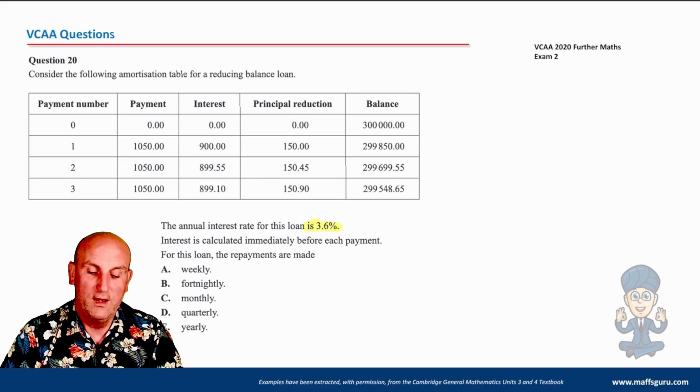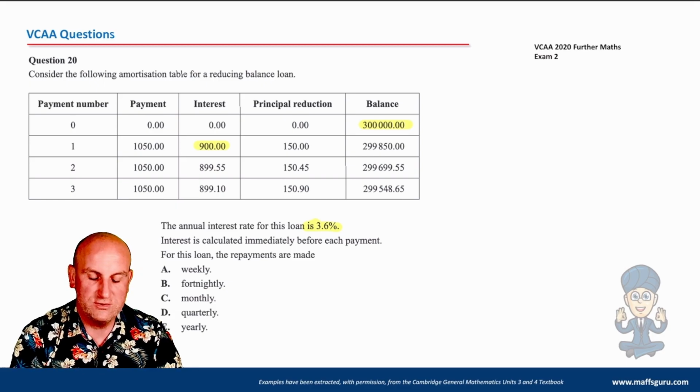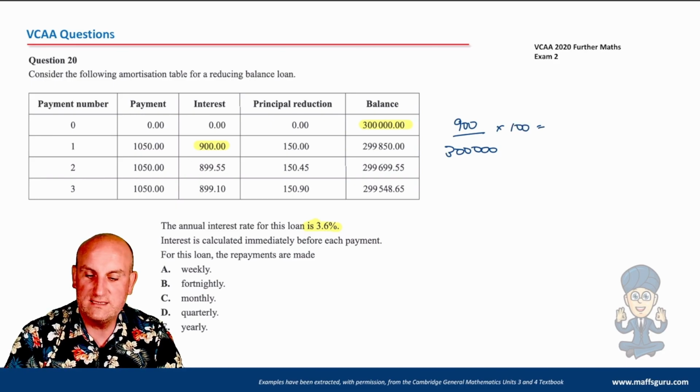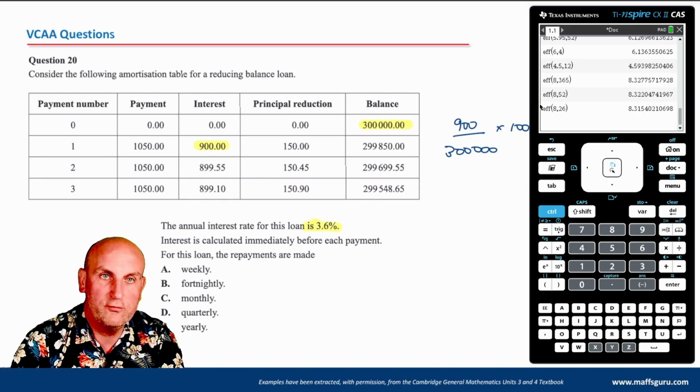No, they haven't. But if you go back to the formula I told you earlier, the rate of interest is given by the interest divided by the previous balance, or what the interest was created from, times by 100. So actually, I can work out my interest rate by doing 900 divided by 300,000 times 100. Put that into my calculator.